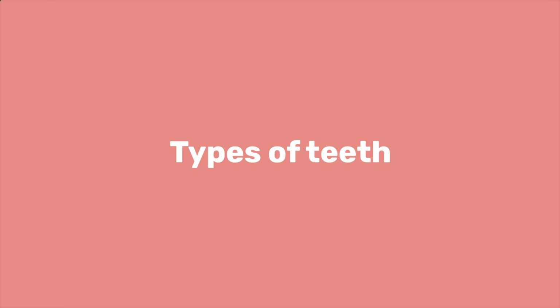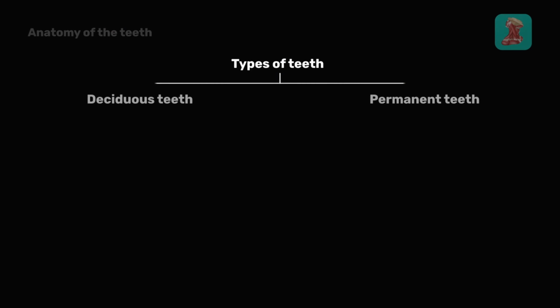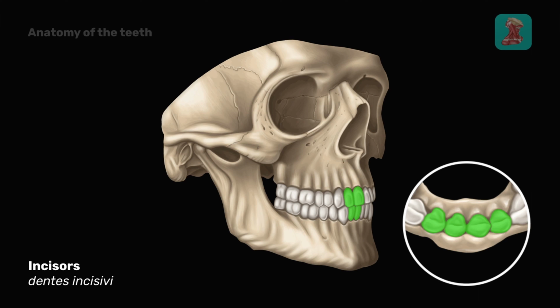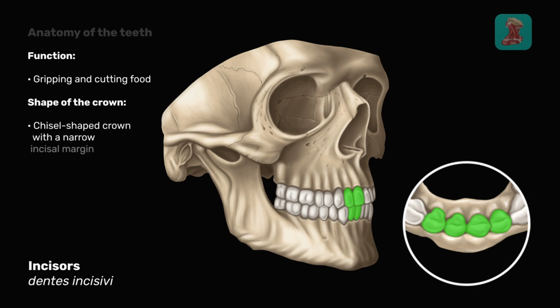In humans, as in most mammals, there are two generations of teeth, deciduous and permanent. The shape and function of teeth are closely related. In humans, there are three shapes of teeth. Incisors, which are used for gripping and cutting food. They have a chisel-shaped crown with a narrow incisal margin.